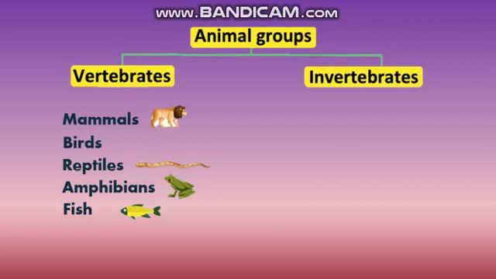Fish have scales and they use their gills to breathe. Fish lay soft eggs in water and their temperature changes. Therefore, they are cold-blooded animals.